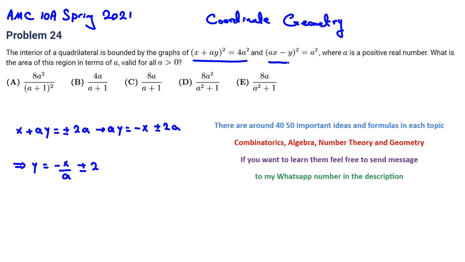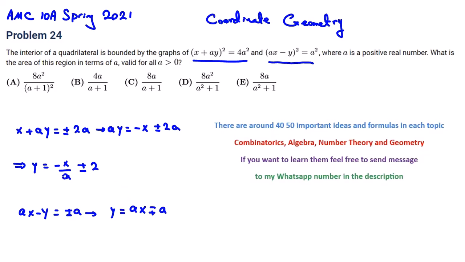Now let's consider the second one, and two parallel lines. The second line will be what? ax minus y equals plus minus a. So we can take y to the right hand side and switch sides. y equals ax plus minus a. And here we can conclude, okay, we have again two lines.